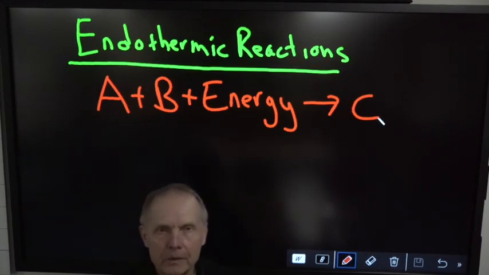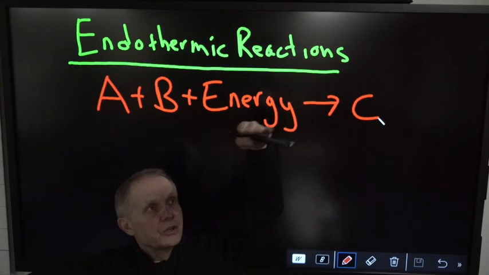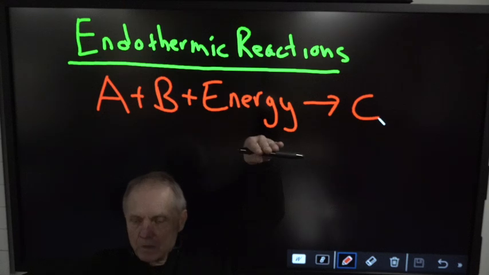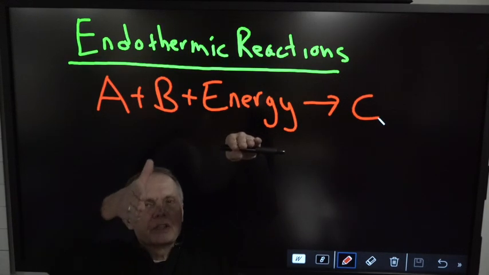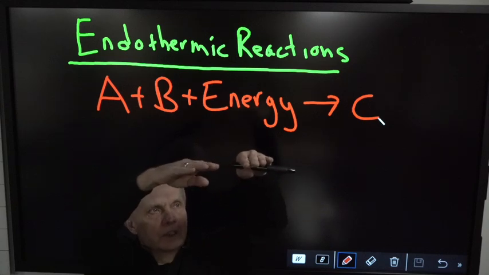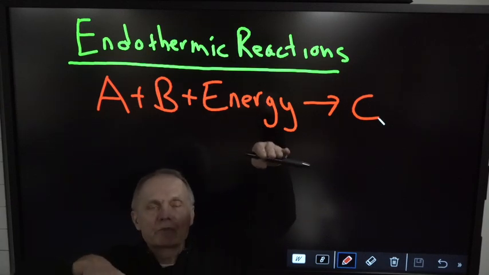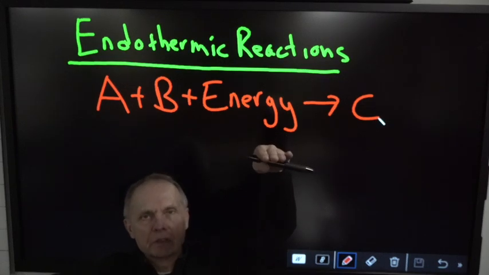And endothermic reactions, they look like this. Remember, here are the reactants, here are the products. So you have to put in energy, energy, energy, energy, all activation energy, and then you just get out a little bit. Okay, so here are the products, here are the reactants for an endothermic reaction.